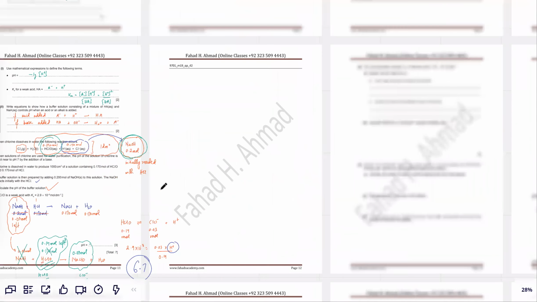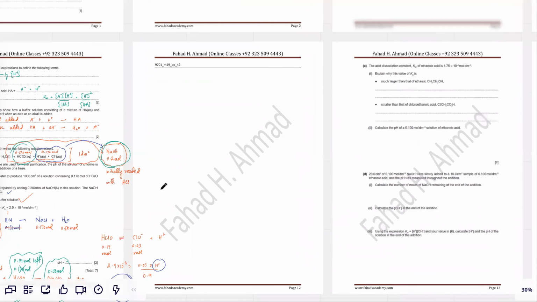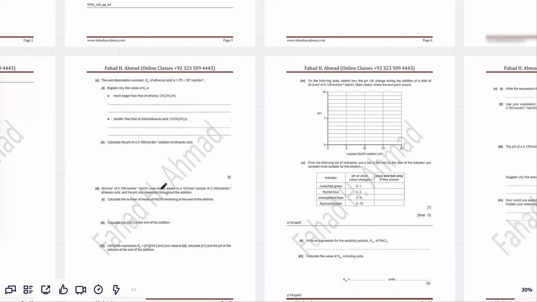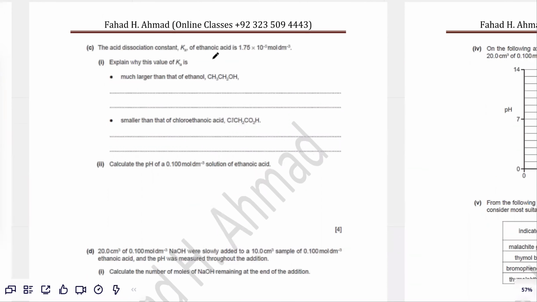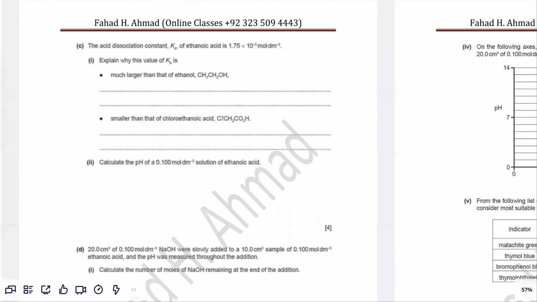Now, this one was kind of tricky. Let's move to the next one. Explain why this value of K is much larger than that of ethanol. This is about the organic topic that we discussed right at the end. You've got ethanoic acid.